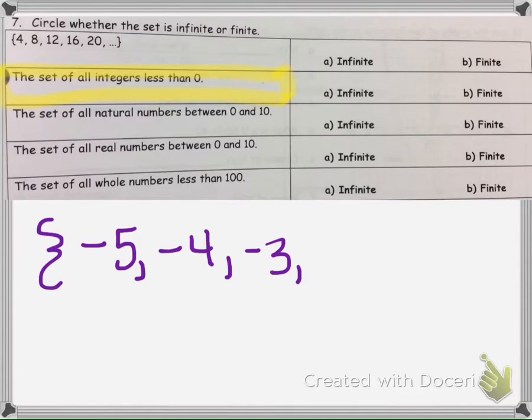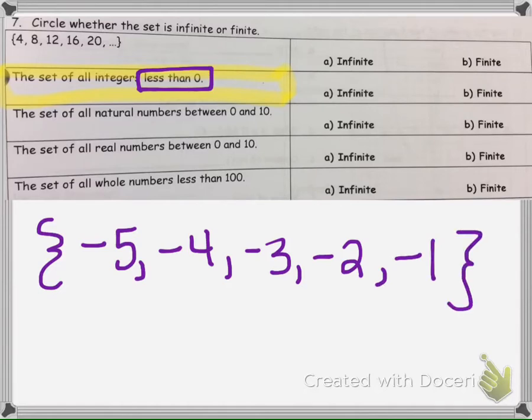So -5, -4, -3, -2. So integers are not decimals, they are not fractions. They're all the whole numbers and then their opposites. But because it says less than 0, that's why we're only including the negatives. So -1, and I can't end it.